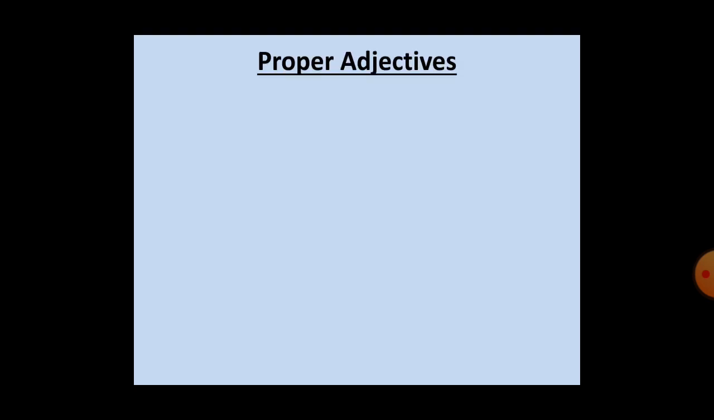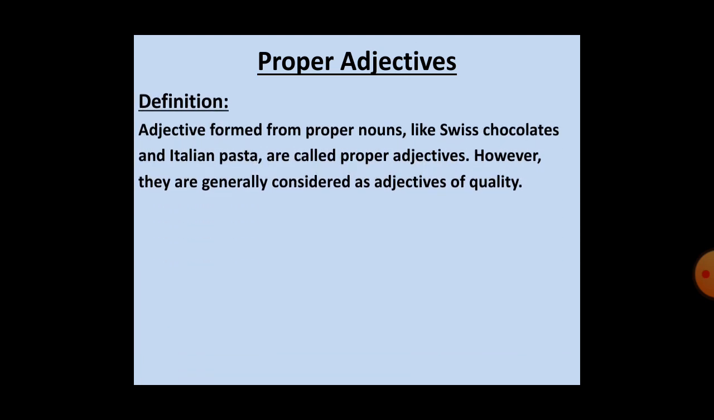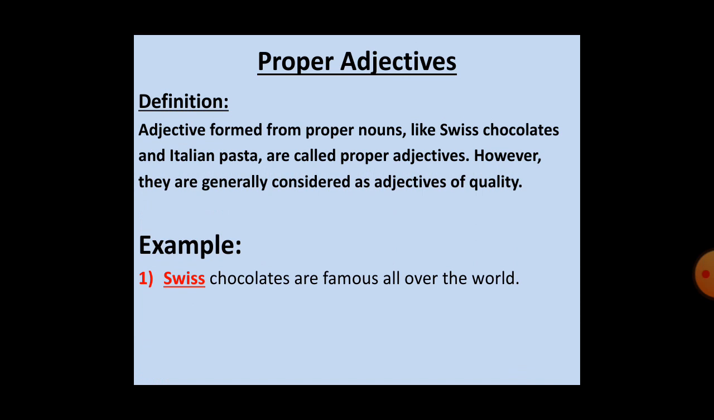Now here comes the second one, proper adjectives. What are proper adjectives? Basically, a proper adjective works like a proper noun, but it always shows an origin. Okay, for example, Swiss chocolates are famous all over the world. So Switzerland is a country, and the person and the things which belong to Switzerland, that is what? Swiss chocolate. So chocolates is what? Noun, and Swiss shows what? The quality of the origin of that country. So that is what? Proper adjectives.